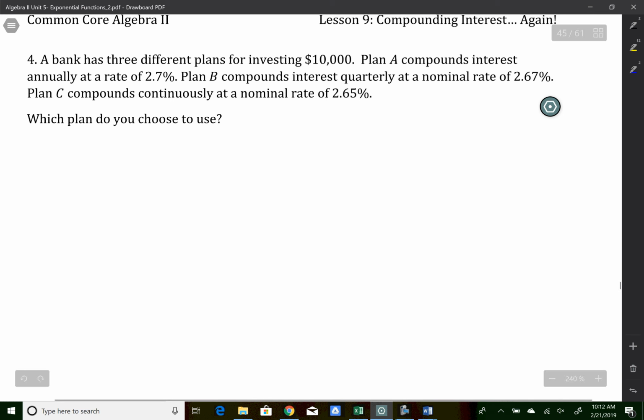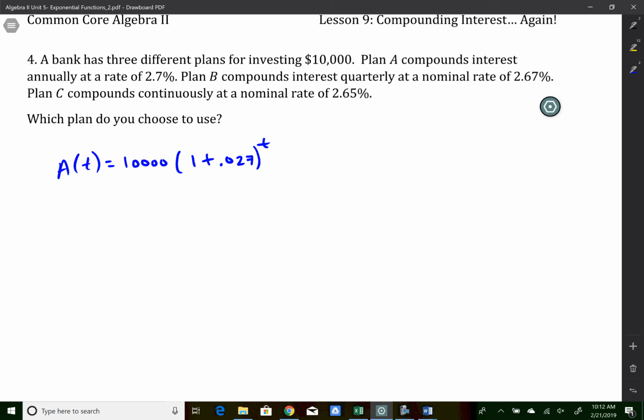So for plan A, which I'll call A of T, I'm starting with $10,000, right? So my principal value is 10,000. And I'm saying 1 plus 0.027, that's the rate. That 2 looks like a Z. And that's all to the number of years T. Notice it doesn't tell me how many years, so we're going to have to make an educated guess or use our calculators here to see what we got.